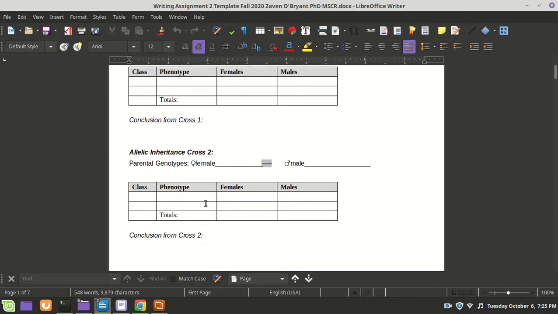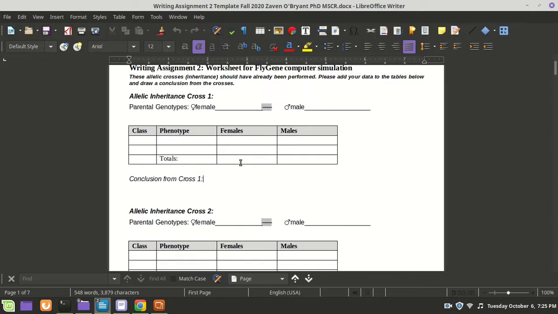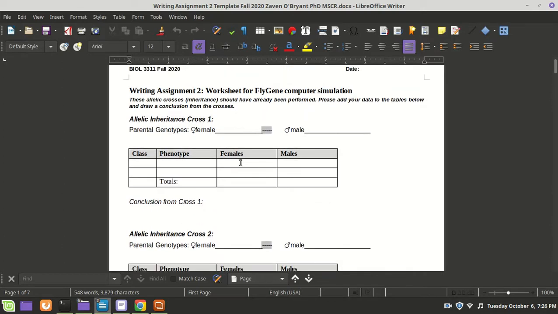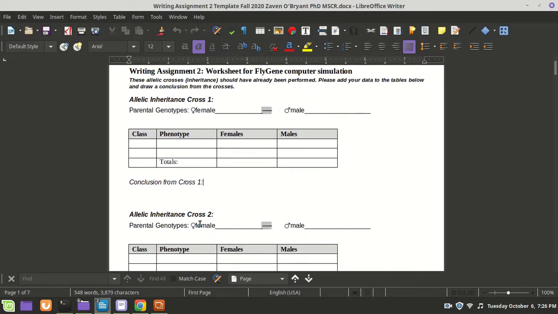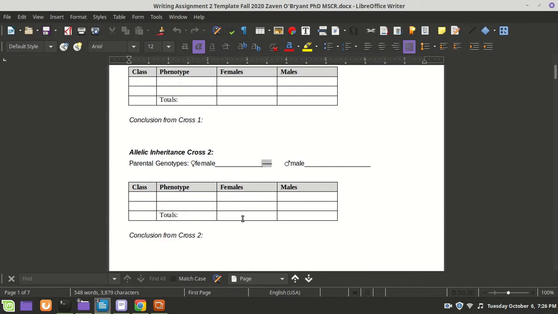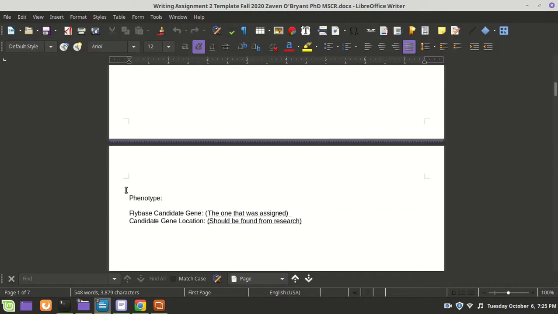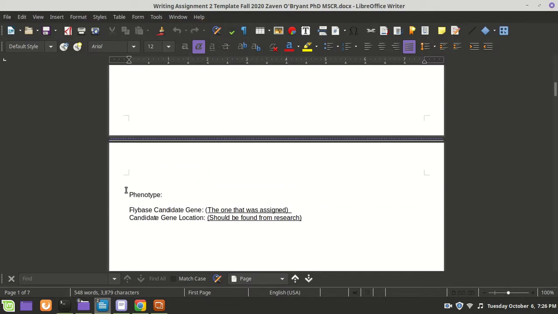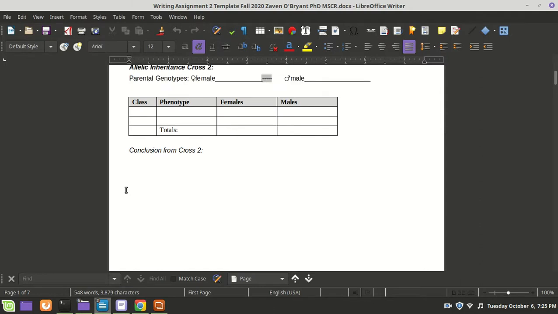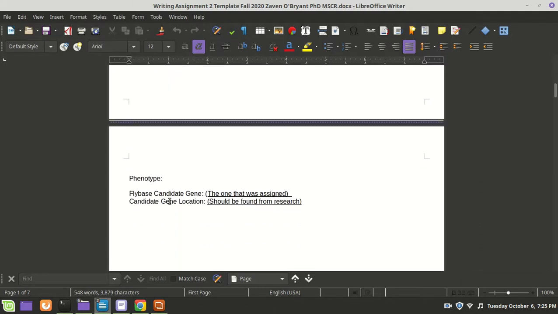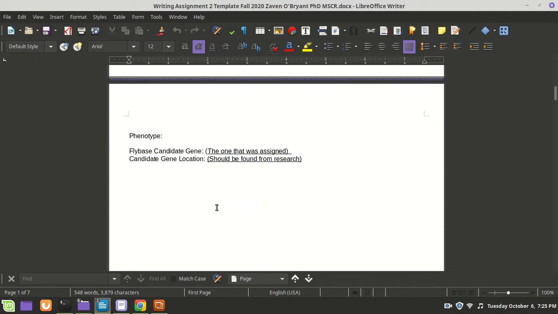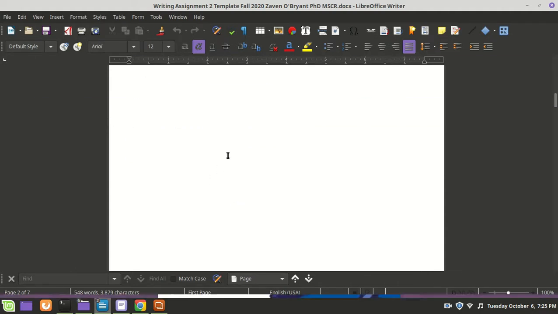All right, so we move on. You need to find out what each of these are, and I'm just going to have to make an entire video on what goes here, what goes here, what goes here, and what goes here, because the term allelic inheritance is a bit ambiguous. The fly-based candidate, what is your phenotype, the one that was assigned, and candidate gene location, found from your research, you need to state that there.